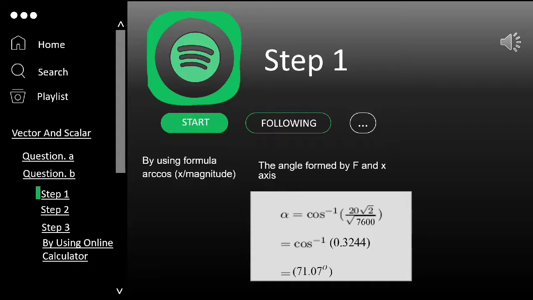the component of x, which is 20 square root 2 divided by the magnitude, square root of 7,600. So we get 0.3244. We get the angle with the x-axis, 71.07.